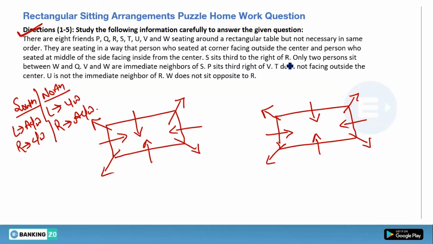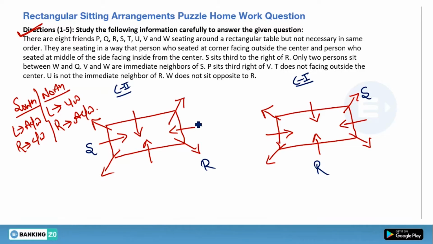Now S sits third to the right of R. From R, S is third right. So this is our case number 1, this is case number 2. Let us assume in case number 1, R is facing inside and third right means anti-clockwise. 1, 2 and 3, so S must be here. Now let's assume R is facing outside, and outside means right side is clockwise. So 1, 2 and 3, S must be here. We have to assume both the directions because it is not given in our question in which direction R is facing.